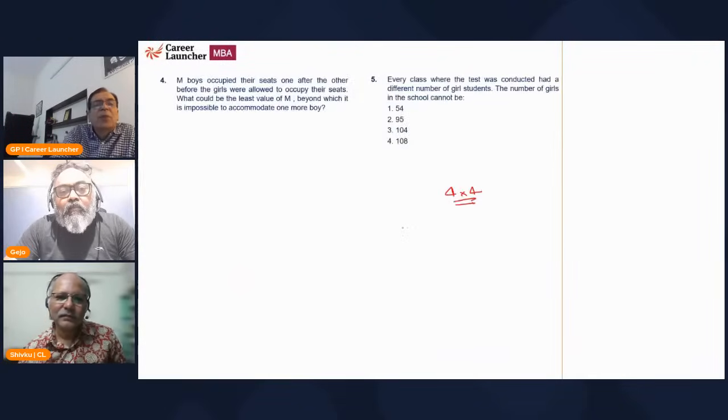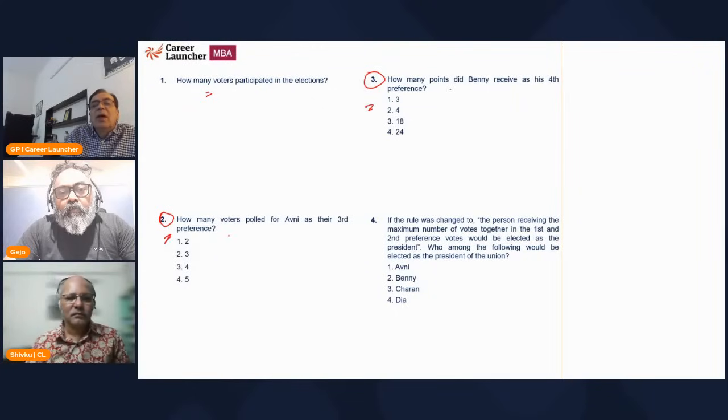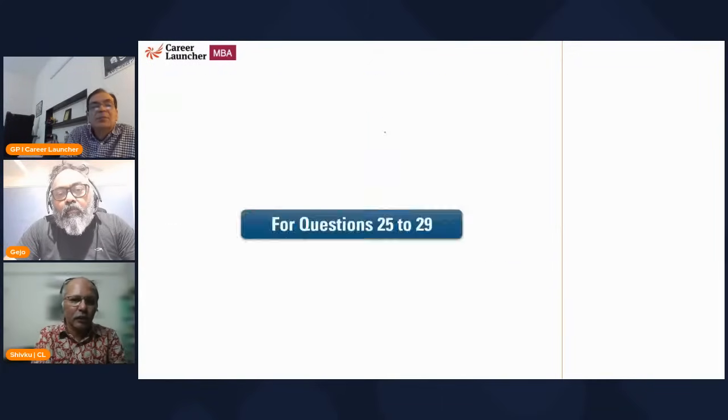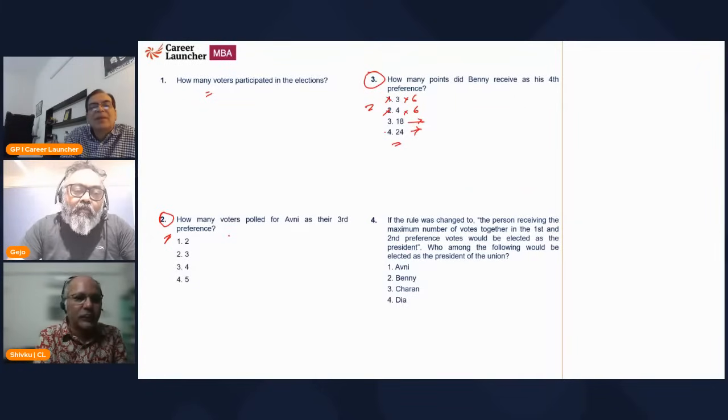But Shivu, if you look at set number 1 also, look at question number 2 and question number 3. How many points did Benny receive in his fourth preference? Now the number of points cannot be 3 or 4. It will be 3 into fourth preference. It will be either 3 into 6 or 4 into 6. Two choices get eliminated. In this, the row must add up to 20 and the column must add up to 20. That's the first logic. If that logic comes, everything else will get done. I think many people would probably not have hit that logic.